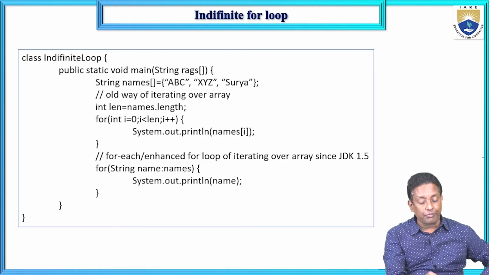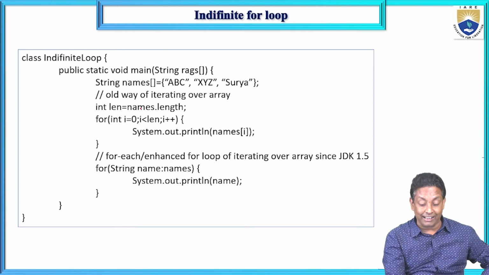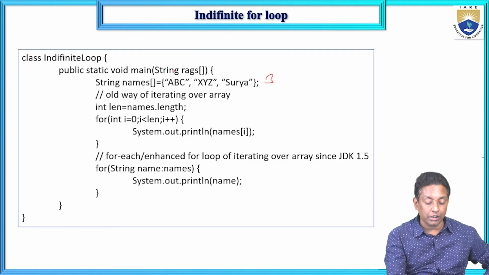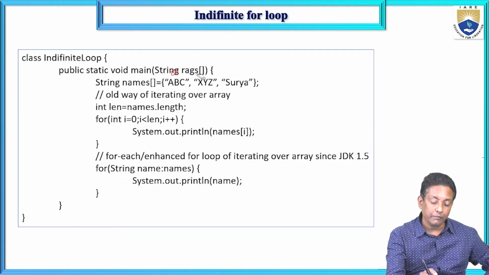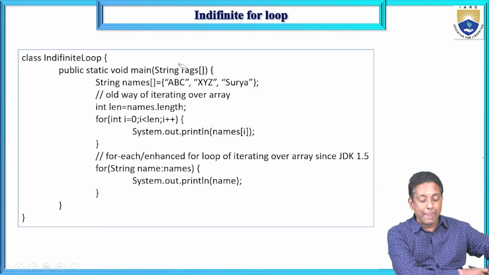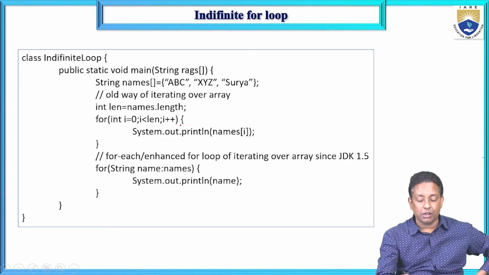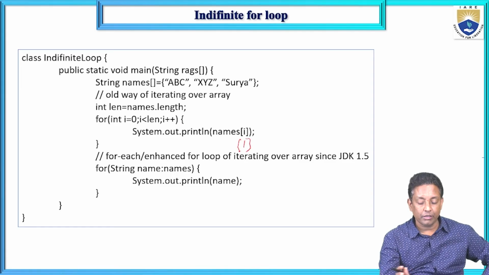So, for int i = 0, i less than length. Length is 3, so it will start from 0, 1, and go up to 2: the 0th index value, index number 1 value, index number 2 value. That's it. So int i = 0, i less than length, i++, System.out.println of names of i. The 0, 1, 2 values will be retrieved and printed. So this is the old way of iterating over an array.